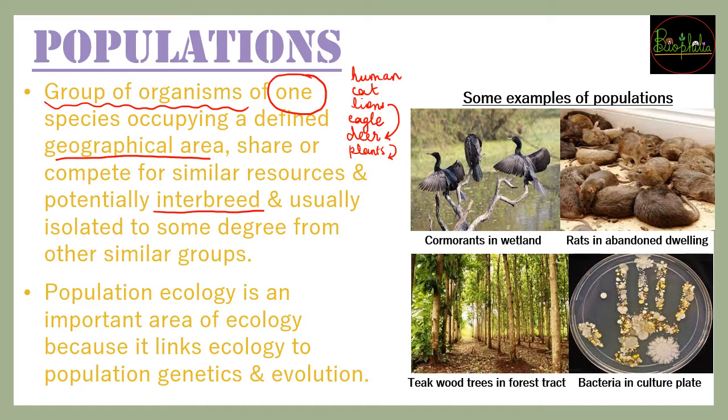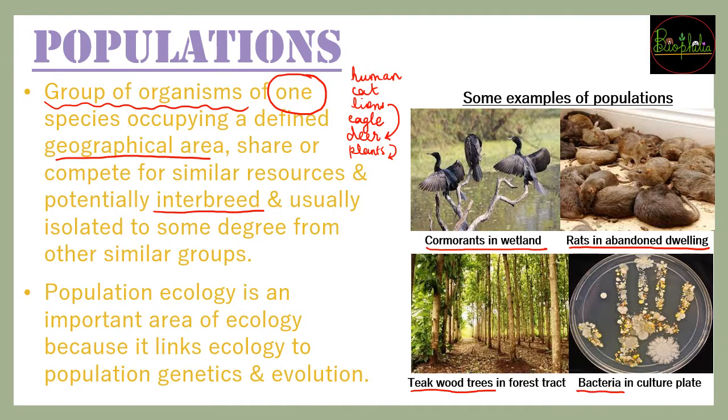What examples can there be of a population? You can have good examples from the NCERT book, which include the cormorants in the wetlands. There are rats in an abundant dwelling. So these are all single species which form populations. In a territory where teak woods are grown, all that is going to be a teak wood population. On a culture plate, all the bacteria are going to form one population.